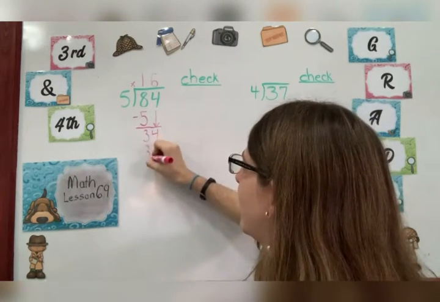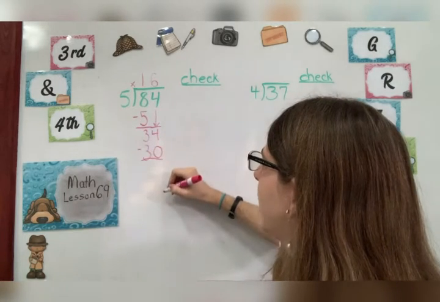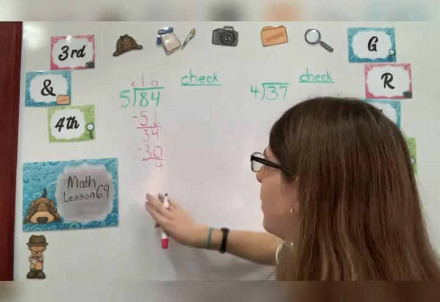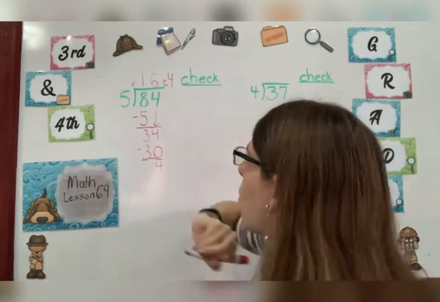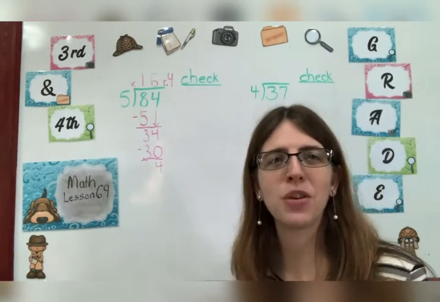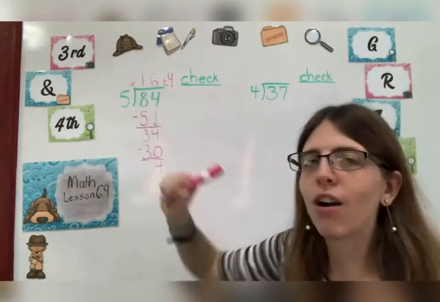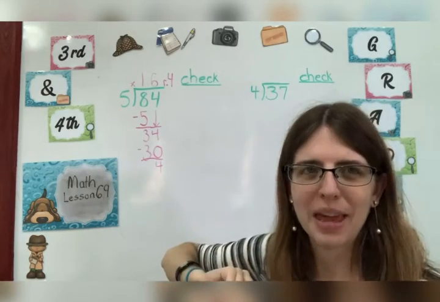6 times 5 is 30. 34 minus 30. 4 minus 0 is 4. 3 minus 3 is 0, so there's nothing there. So I have a remainder of 4. Don't forget, whenever you have a number left over, we call that your remainder. And you have to write it up here at the top. You have that R, that stands for remainder, and then you have your number, that's your remainder.